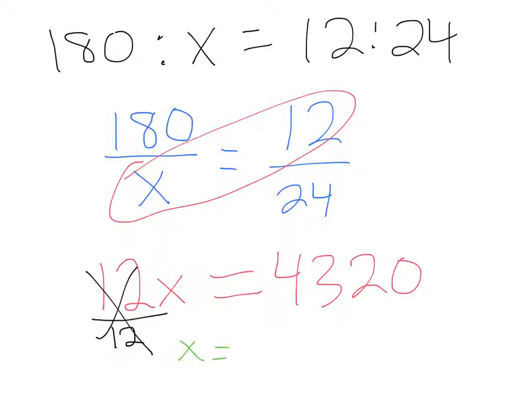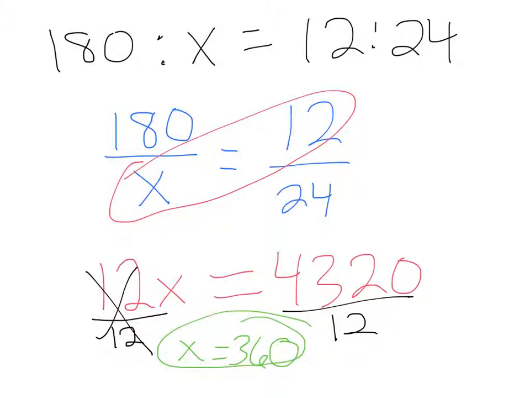But remember what equals means. So that problem said that 12 times x was equal to 4,320. But on that left side, I divided by 12. To keep it equal, I've got to do the same thing on the right side. So then I'm left with 4,320 divided by 12, and that's actually going to give me on that left side 360. So x is equal to 360.